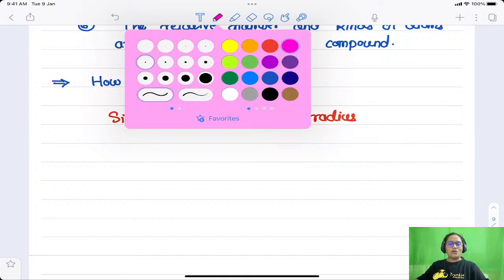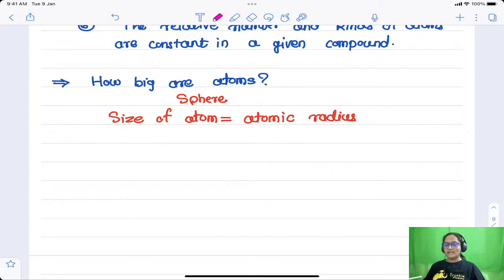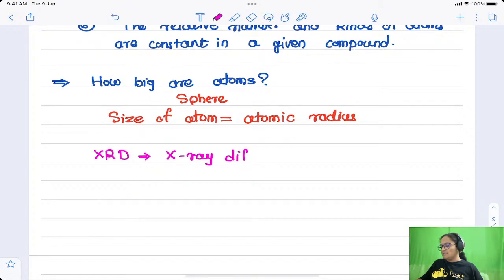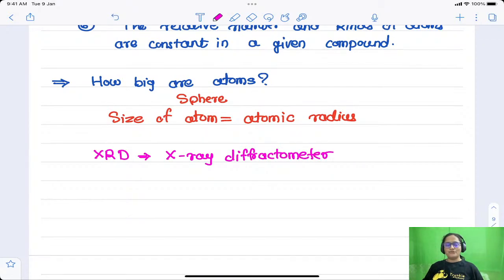Now atoms are very small, so we cannot take the atom and measure its radius, right? Not at all possible. So how is it done? We cannot obviously see it with open eyes, so some complicated instruments are used, for example XRD. It is just one example of an instrument which is used for calculating the atomic size. X stands for X, R stands for ray, and D is diffractometer: X-ray diffractometer. No need to study it in detail for now. It is nothing but the instrument used to find out the size.